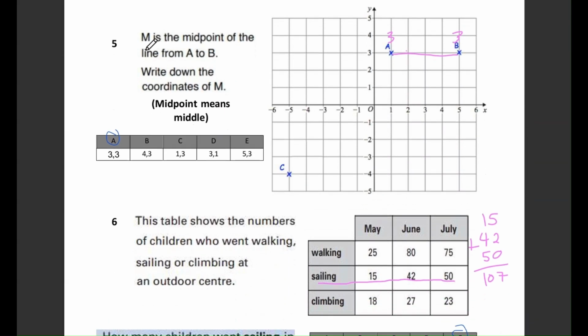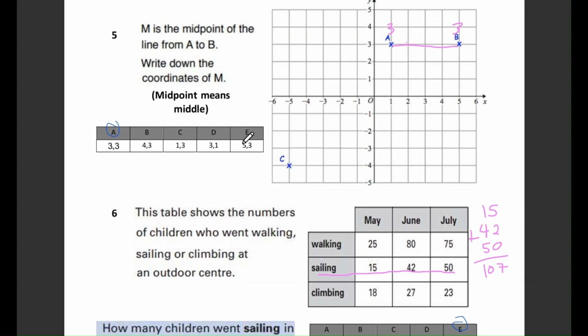Question 5. Okay, let's look at question 5. We are told that M is the midpoint of a line segment from A to B. We need to write down the coordinates of M. The multiple choice answers are A, 3, 3, B, 4, 3, C, 1, 3, D, 3, 1, and E, 5, 3.